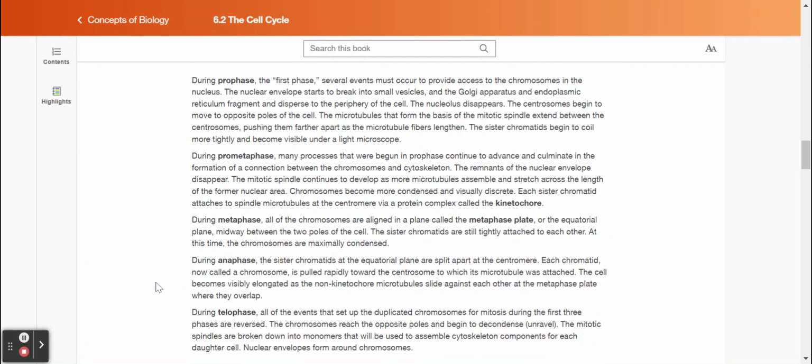During prophase, the first phase, several events must occur to provide access to the chromosomes in the nucleus. The nuclear envelope starts to break into small vesicles, and the Golgi apparatus and endoplasmic reticulum fragment and disperse to the periphery of the cell. The nucleolus disappears.